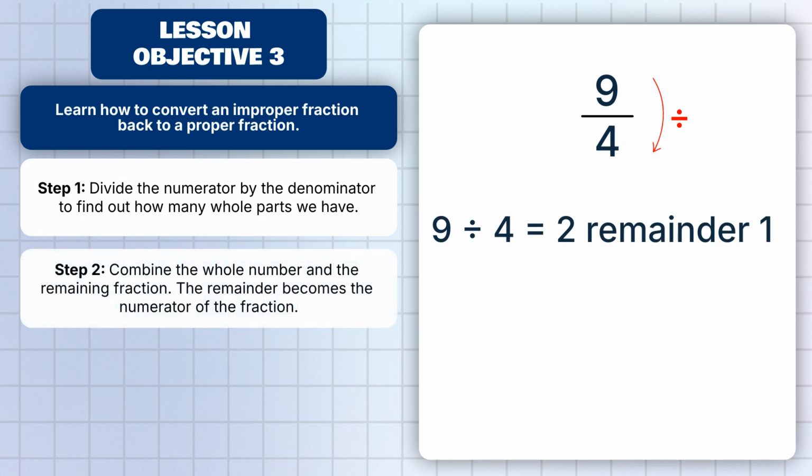Next, we can combine the whole number and the remaining fraction. The whole number, in this case 2, goes in the unit column. The remainder becomes the numerator of the fraction, while the denominator remains the same. So 9/4 converts to 2¼. By following these steps, you can easily convert between improper fractions and mixed numbers. Understanding these techniques will not only help you simplify your calculations, but also enhance your overall grasp of fractions.